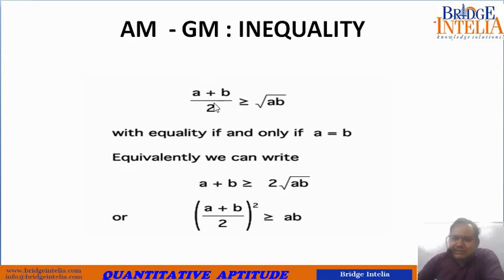So (A plus B) by 2, which is what? Arithmetic mean, is always greater than or equal to root AB. Root AB is what? Geometric mean. So this is the concept that the arithmetic mean of any two given real numbers is always either greater than or equal to the geometric mean, but never less than it. So that is the whole concept, based on which a very familiar pattern of questions is framed.